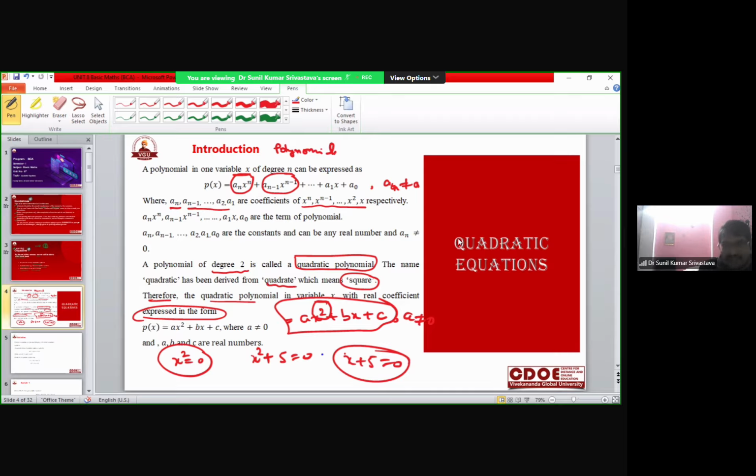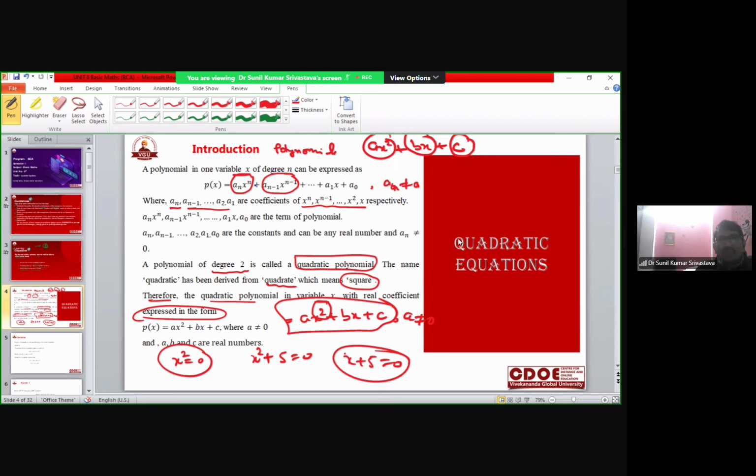So everything should be the coefficient. The quadratic polynomial has three terms: ax square, bx, and c. This is the constant term, this is the coefficient of the x term, and this is the coefficient of the x square term. The x square term must be present in a quadratic polynomial. The bx term or c may not be present, but x square must be in the expression. In that case, we can say the given polynomial is a quadratic polynomial.